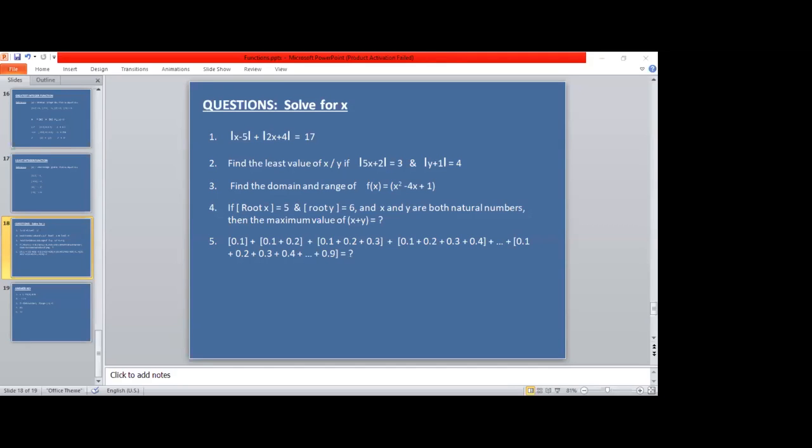Fifth answer is 21. No, it's not 21. And time is up. Let's discuss the questions. So the fifth is 13. 5 is 13. Absolutely correct.